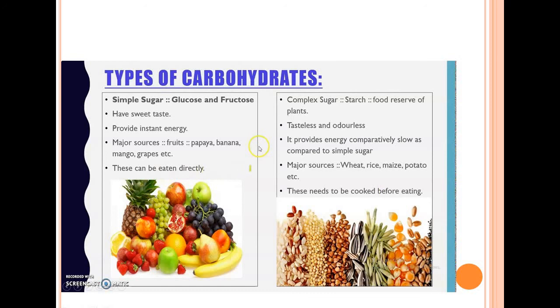So it has been written, it does not give us instant energy. It gives the energy slowly as compared to the simple sugar. So this is the point of difference between simple sugar and complex sugar. So today this is the end of the lesson. I am going to end here. We have discussed the different types of carbohydrates, the different types of nutrients present in food and their functions.